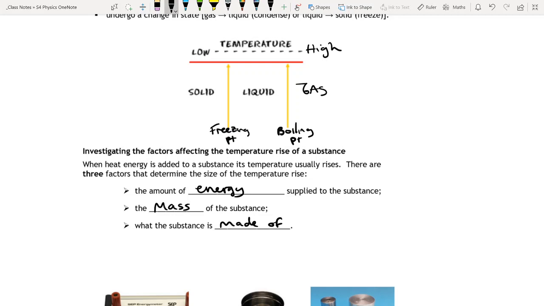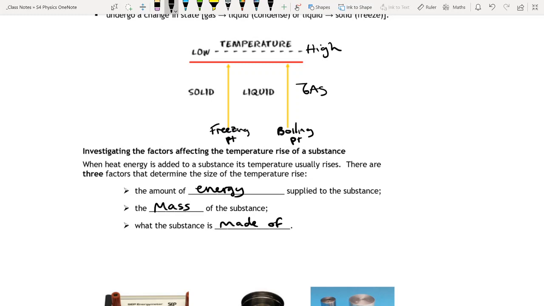So different things increase in temperature in different ways. Plastic is not a very good conductor of heat. It doesn't increase in temperature as much as maybe metals do. Okay? So we are going to do, hopefully this will work, an experiment to investigate the first one.